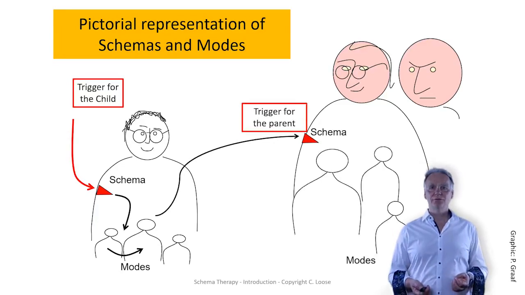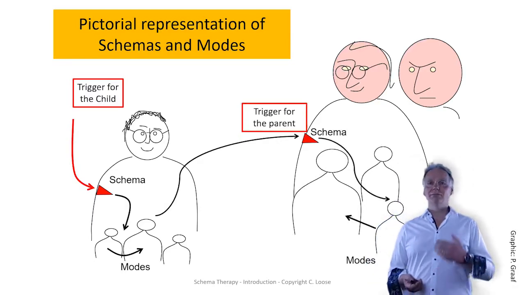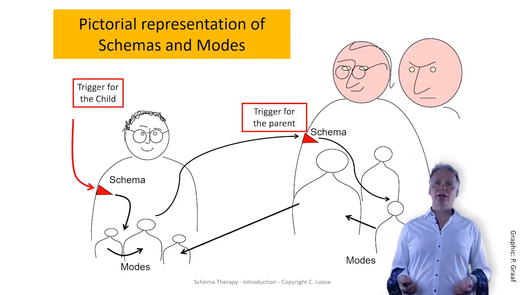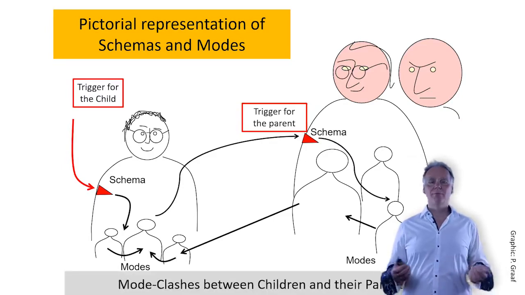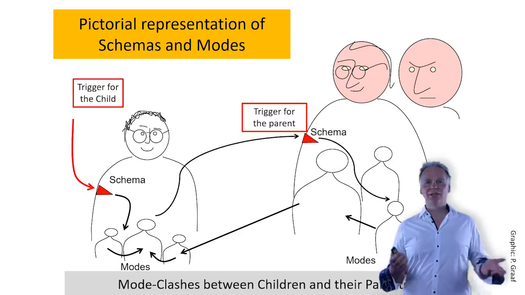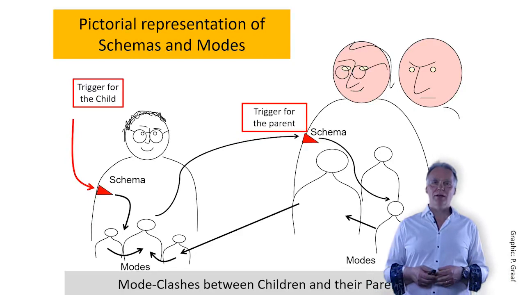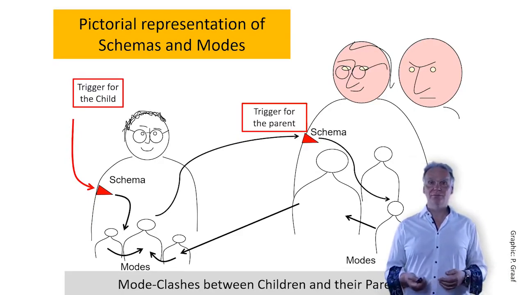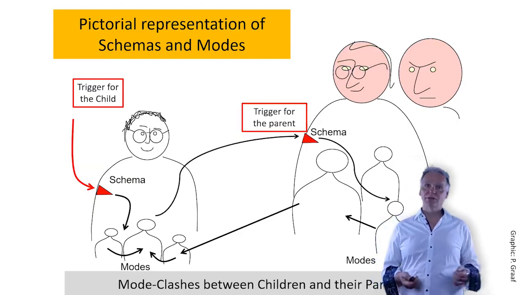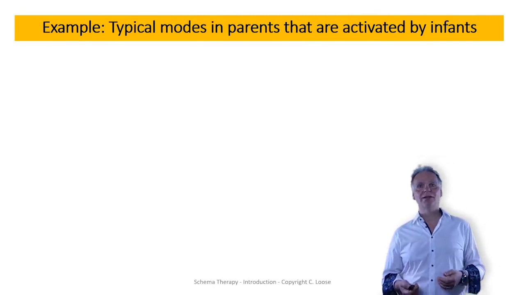And here too we have different modes which get activated. We have a certain mode dynamic, and the caretaker is responding to the child or client. And then it goes back again, and that is what we call a typical mode clash, where people who live together, let's say a parent and a child, trigger each other and activate their modes, which might cause an escalation of the situation. So, what might be typical modes which are activated by the child?